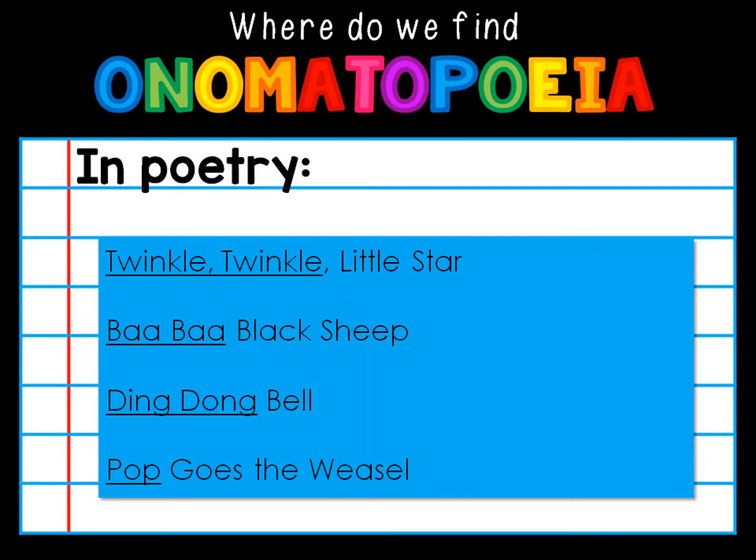So where do we find onomatopoeia? Onomatopoeia is used a lot in poetry, particularly in nursery rhymes, like twinkle, twinkle, little star, baa, baa, black sheep, ding, dong, bell, pop goes the weasel.